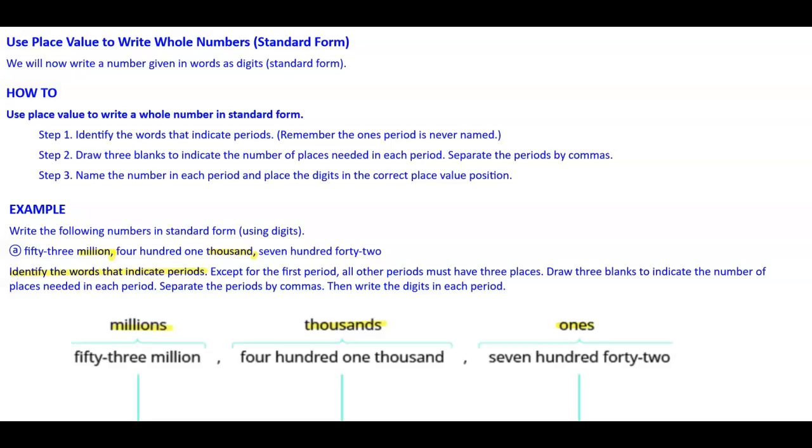Now, how is it written in the first period, in the millions period? It is 53 million. So we have 53 million followed by the comma. And then we have 401,000 followed by the comma. And then we have 742 for the final period of ones. Okay, now, except for the first period, again, all other periods must have three places.